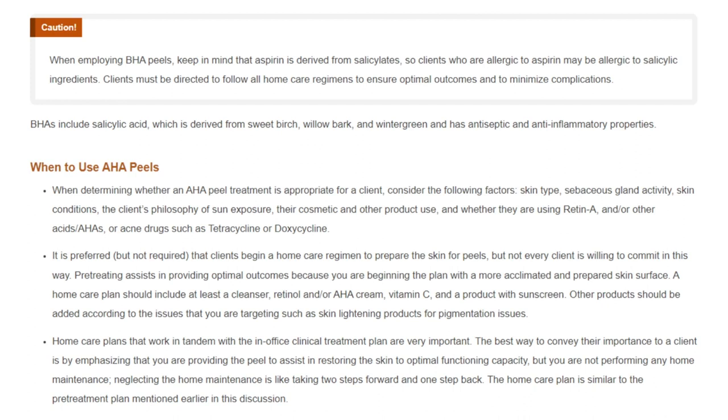The best way to convey their importance to a client is by emphasizing that you are providing the peel to assist in restoring the skin to optimal functioning capacity, but you are not performing any home maintenance. Neglecting the home maintenance is like taking 2 steps forward and 1 step back. The home care plan is similar to the pre-treatment plan mentioned earlier in this discussion.